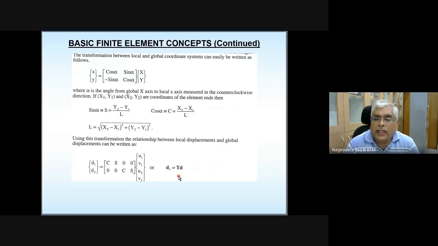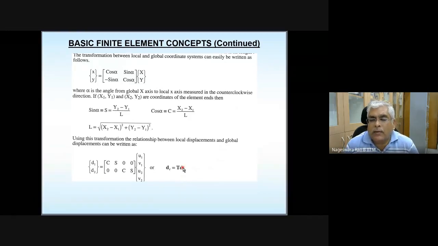Anyway, please pay attention here. I don't know whether you are following or not. I don't see any response. So this transformation matrix is an orthogonal matrix. You keep that in mind. Okay.